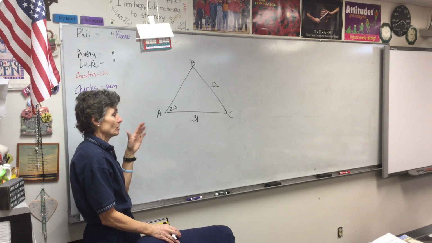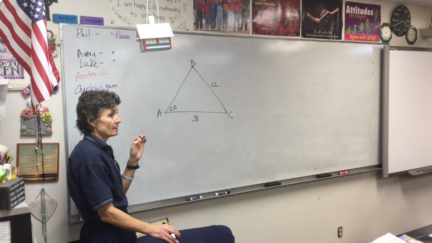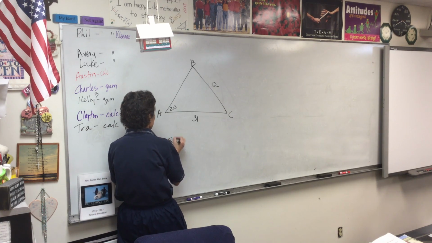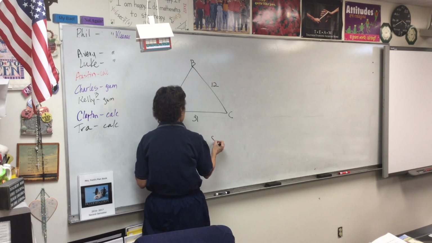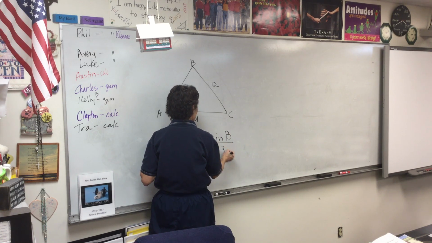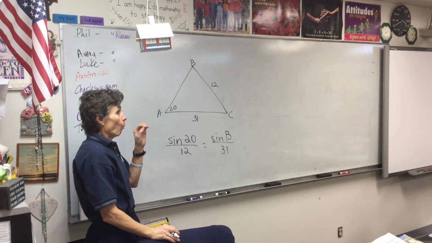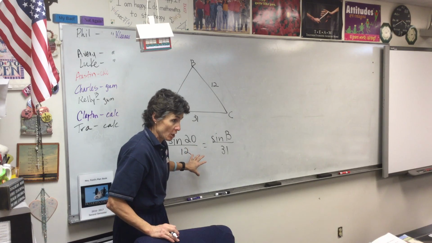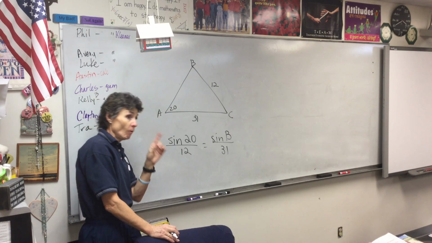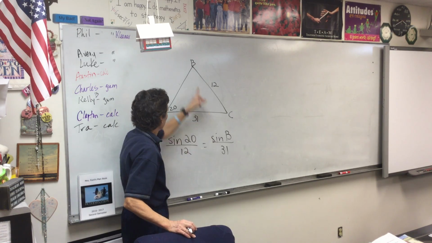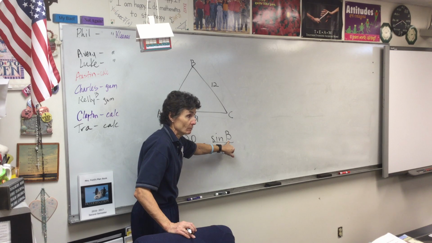There is absolutely, positively, no doubt in anyone's mind, but that you could say sine 20 over 12 equals sine B over 31. That is absolutely true. What is different about this, though, than the problem you just did and all the other ones we did? Before, the unknown, the variable, was like side B or side C. Now the variable is an angle.